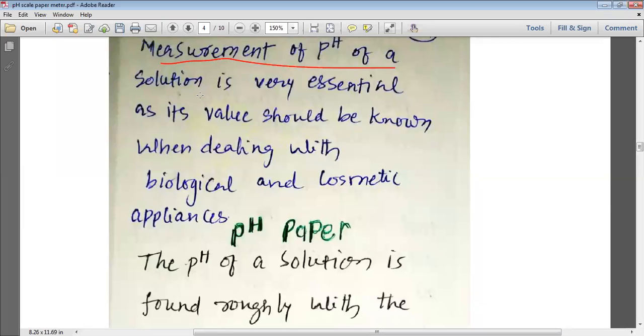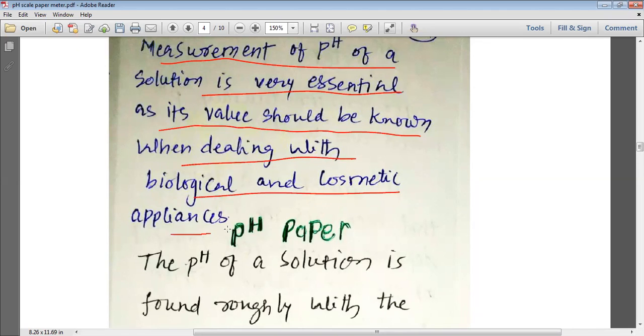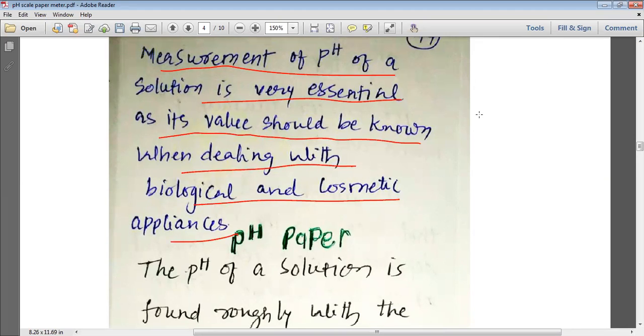Measurement of pH of a solution is very essential as its value should be known when dealing with biological and cosmetic appliances. So my dear students, when it comes to the chemicals that need to be used for living organisms, the pH of those chemicals has to be taken into consideration, and they should be prepared in a certain pH range only. So whenever we have biological or cosmetic appliances, their pH has to be taken care of.